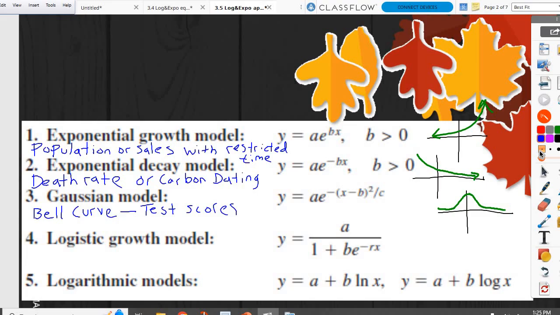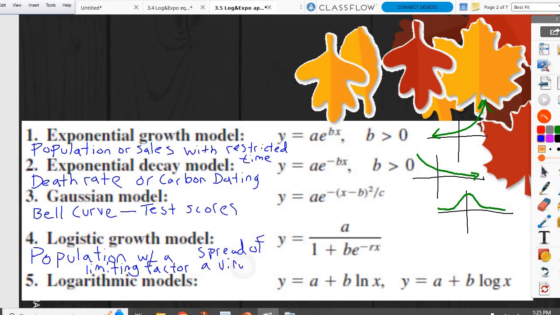So, there you go. The next one is our logistic growth model. It gets used actually a lot more often than our exponential growth model. So it is population with a limiting factor. Okay, this is also the spread of a virus.